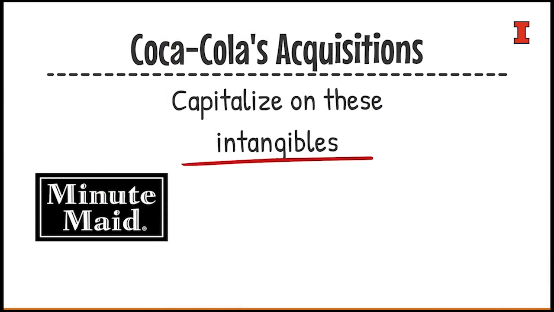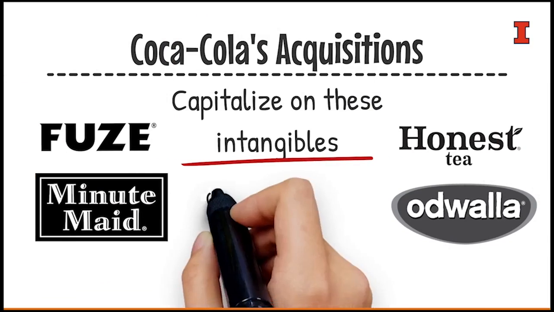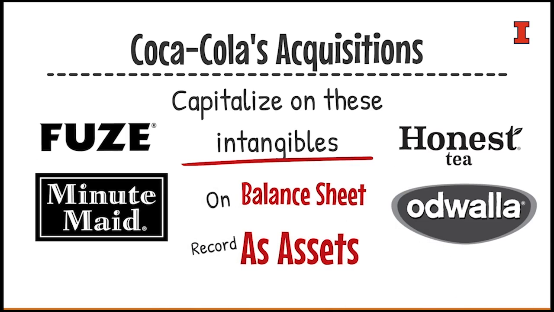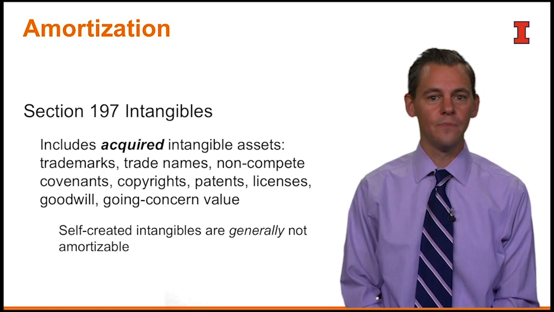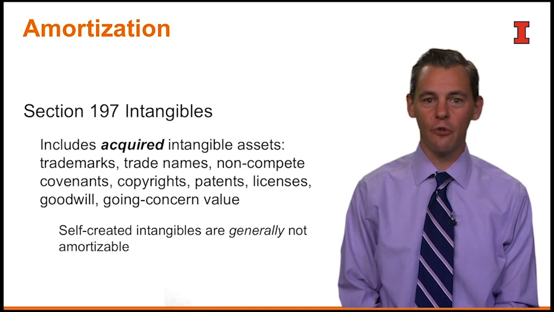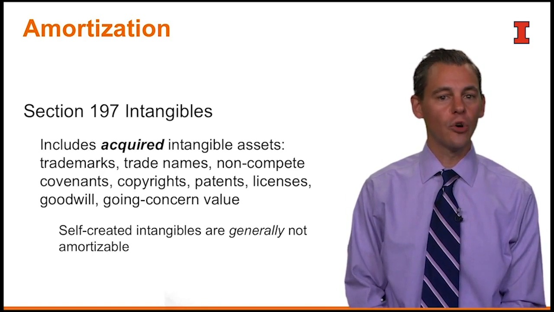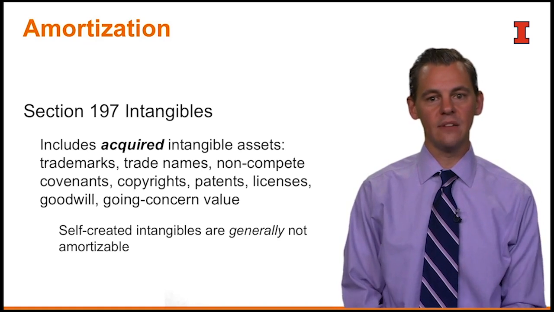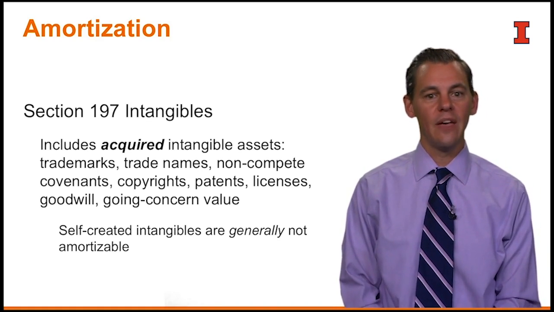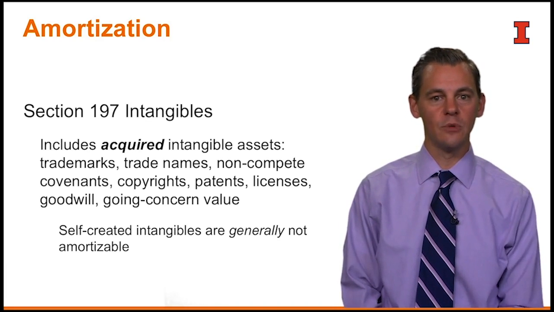However, Coca-Cola has purchased other companies and brands in the past, like Minute Maid, Odwalla Juice, Fuse Beverage, and Honest Tea. To the extent these acquired companies had special formulas, patents, licenses, goodwill, and valuable trade names, Coca-Cola would capitalize these intangibles on its balance sheet, that is, record them as assets and then amortize these intangibles over time.